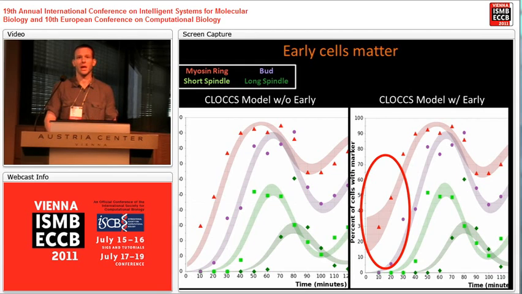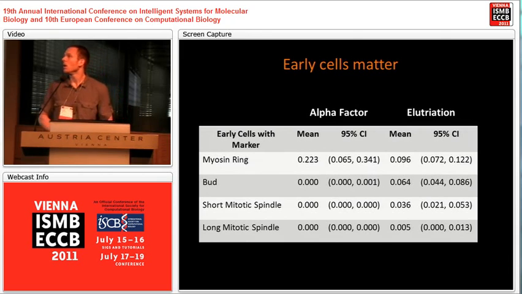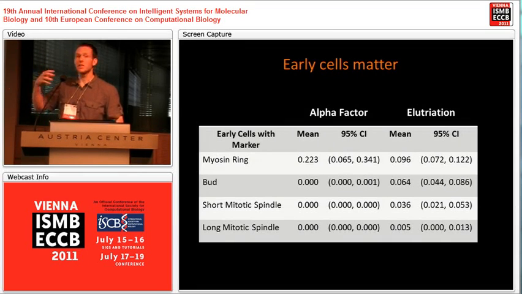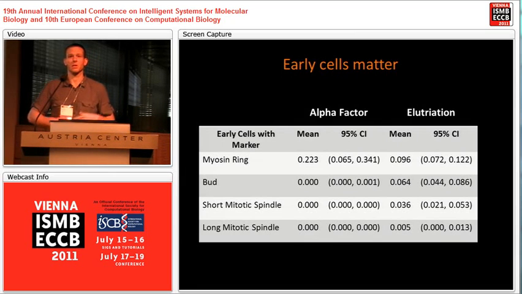At least this is showing us, though, that in taking into account these extra cells, we're adding something back into the model that should have been there. So, as I said, if we look at actually the proportion of cells in this initial population that are showing markers, we can see that the values we get back from the inferences actually correspond well with how the synchronization methods work. So in alpha factor, we see there's a proportion of cells that have a myosin ring, while there are cells that don't really show any of the other markers. In elutriation, however, we see this monotonically decreasing proportion from myosin ring to bud to short mitotic spindle, long mitotic spindle that tracks the relative ordering of the events.